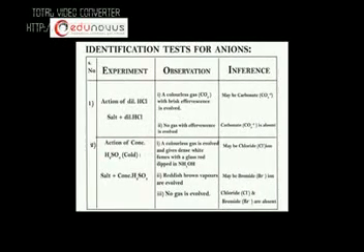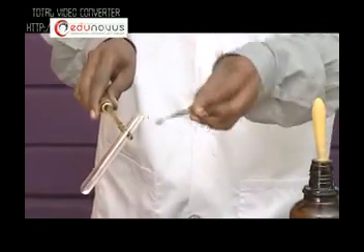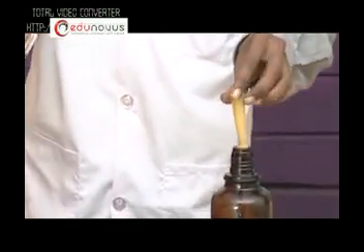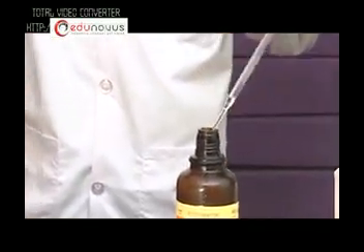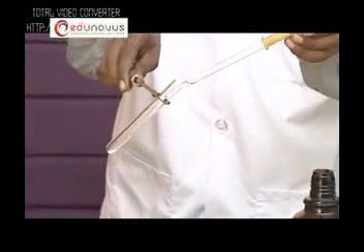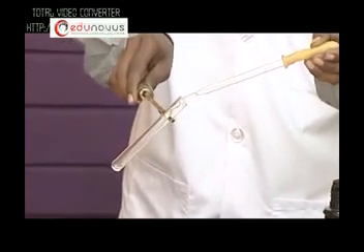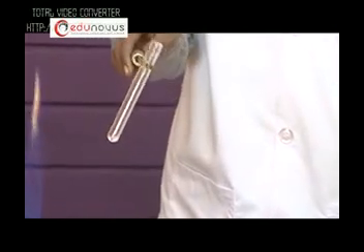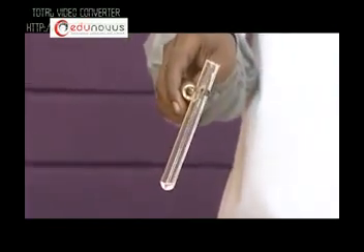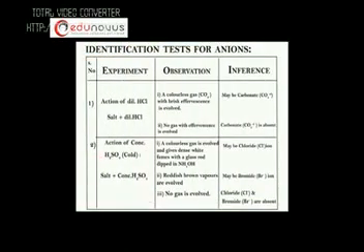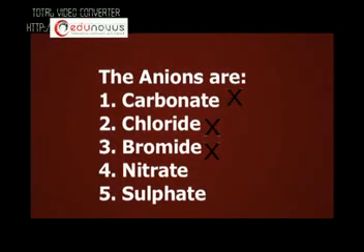Now, we move on to the next step, that is action of concentrated sulfuric acid in cold condition. Take a small amount of the given salt in a clean and dry test tube and then add few drops of concentrated sulfuric acid along the inner walls of the test tube. No gas is evolved or no characteristic observation when concentrated sulfuric acid is added. Therefore, we can infer that chloride and bromide ions are absent. Therefore, we eliminate chloride and bromide ions from the list of possibilities.